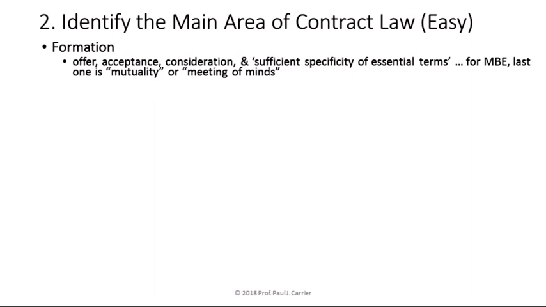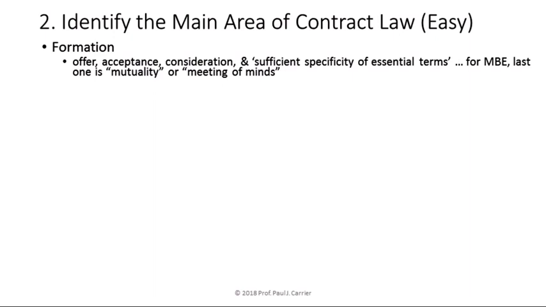You've got offer. What are the components of offer? You have to communicate it. You've got to have a current intent. If you miss that, you're out. How do you measure the current intent? Objective. Yep. Then you've got what? Acceptance. No, you still have a component. Now you've got communicated. And what do you have as a third component of offer? Definite terms. All right.